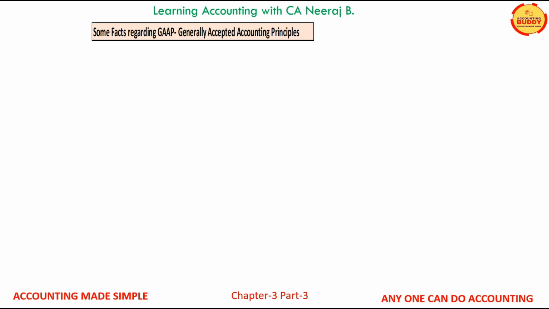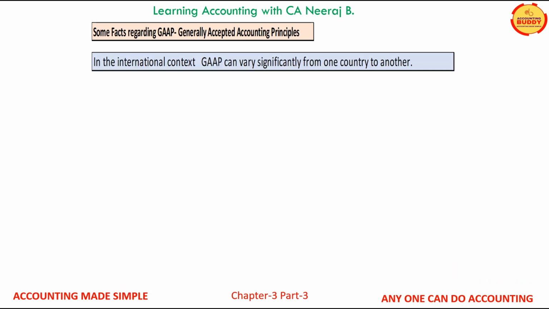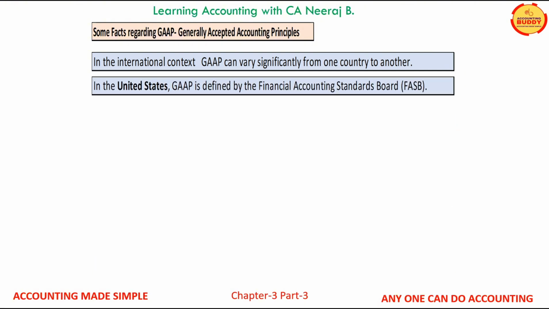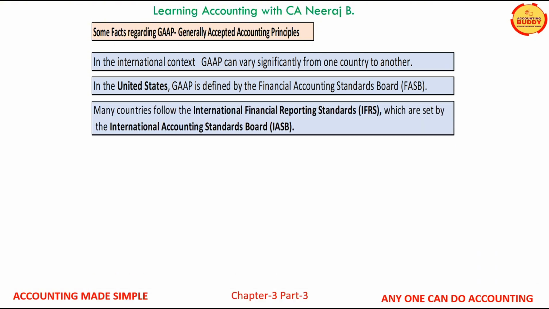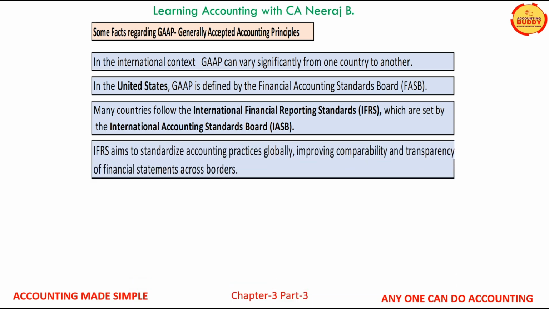Let us now learn few important facts about GAAP. There is no one common GAAP across the globe, therefore GAAP adopted may vary from country to country. For instance, in US, the GAAP is defined by their Financial Accounting Standards Board, FASB. All the US companies follow US GAAP. Many countries in the world follow International Financial Reporting Standards, which is popularly known as IFRS. IFRS is defined by the International Accounting Standards Board, IASB. IASB is aiming through IFRS to standardize accounting practices globally so that there is more transparency and improved comparability of financial statements across the globe.